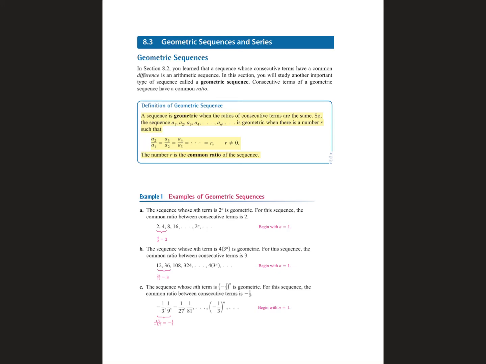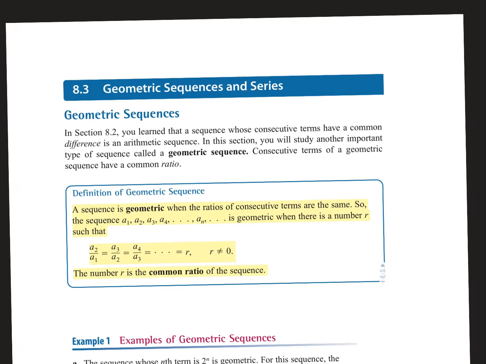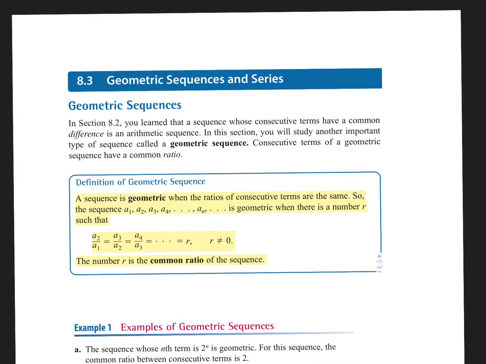Okay, ladies and gents, this is 8.3, right? We talked yesterday or whatever it was about arithmetic sequences. That's when we add or subtract the same thing. You had a common difference. Here we're talking about geometric.